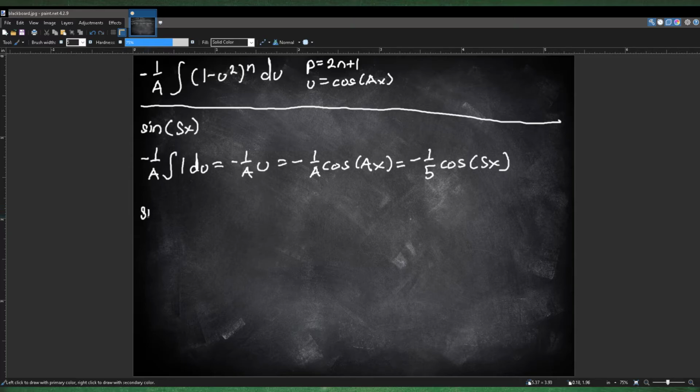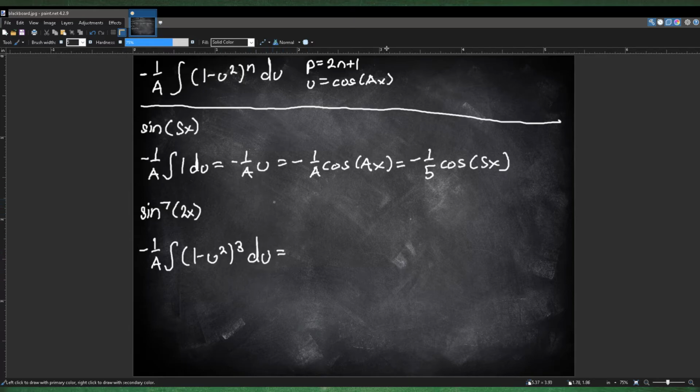Let's say we want to find the integral of sine to the 7th of, I don't know, 2x. So following the formula, 1 over a integral. So what is our power? Well, this is 7. 7 minus 1 is 6. 6 divided by 2 is 3, so n is equal to 3. Okay, so 1 minus u squared to the power of 3 du.